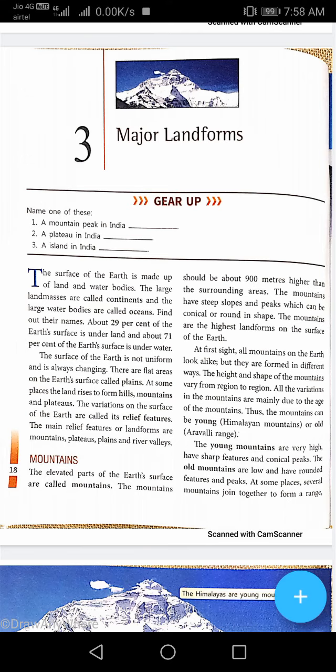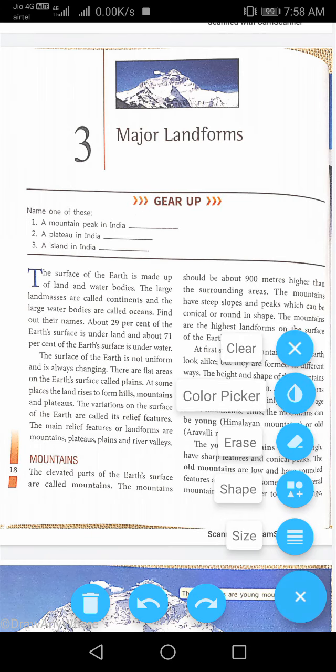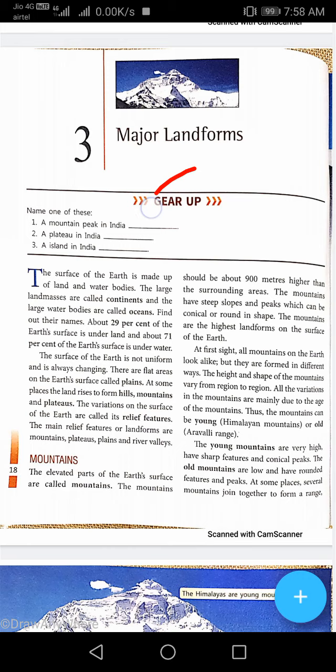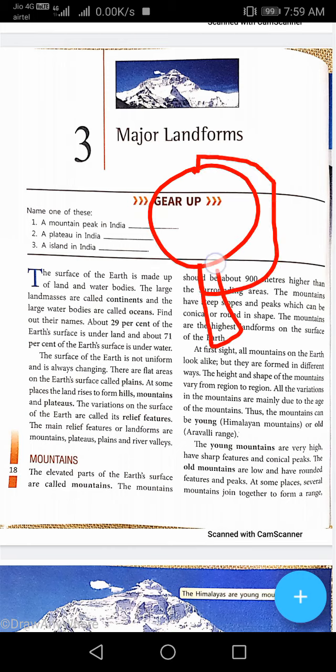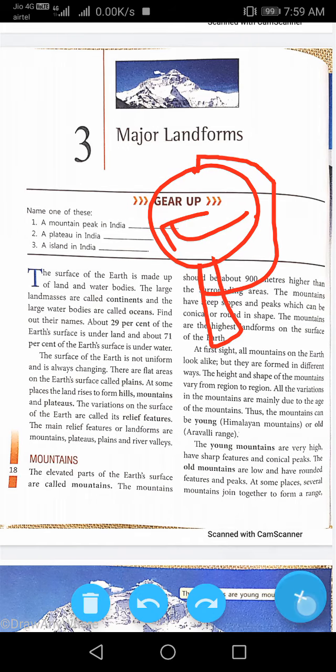Now the surface of the earth is not uniform and is always changing. The surface of the earth is continuously changing because of its spherical shape and continuous rotation on its own axis. We know that earth is rotating on its own axis. This is the earth, like this. It is rotating in this way, from here to here, continuously.